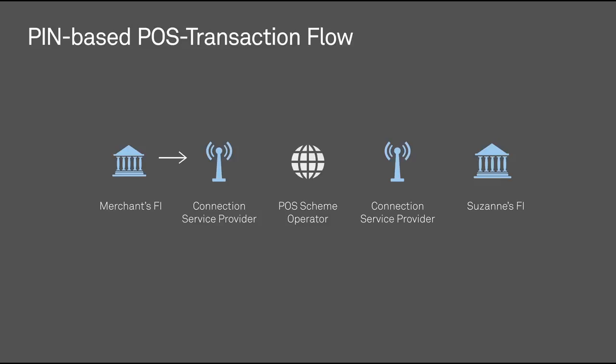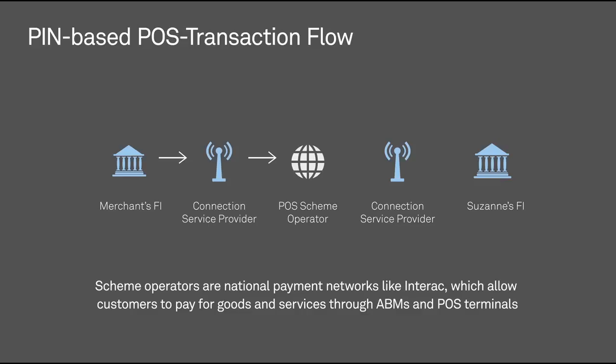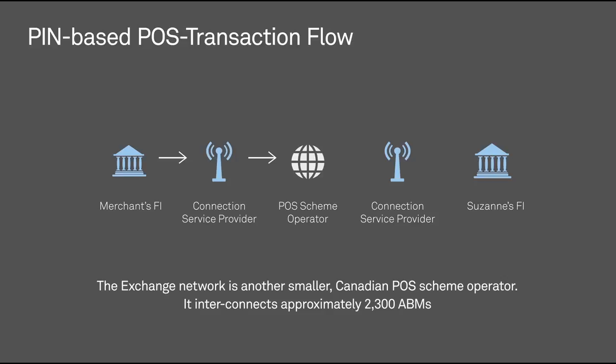A connection service provider routes the payment request in real time over an online POS network to the POS scheme operator. Scheme operators are national payment networks like Interac, which allow customers to pay for goods and services or access their funds through ABMs and POS terminals across Canada. The Exchange Network is another, smaller, Canadian POS scheme operator. It interconnects approximately 2,300 ABMs operated by some of Canada's smaller banks and the majority of credit unions.